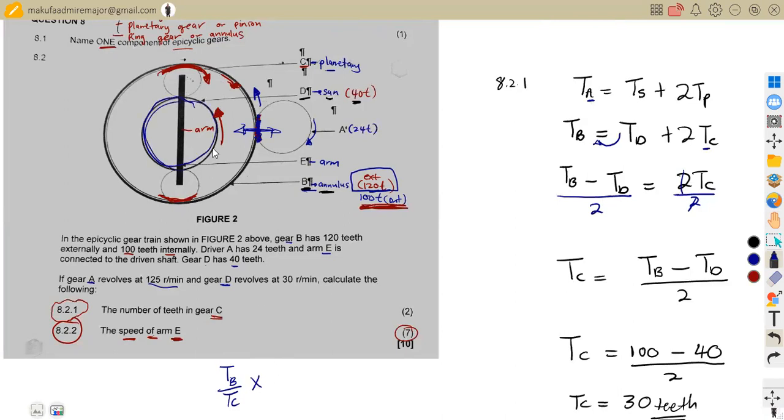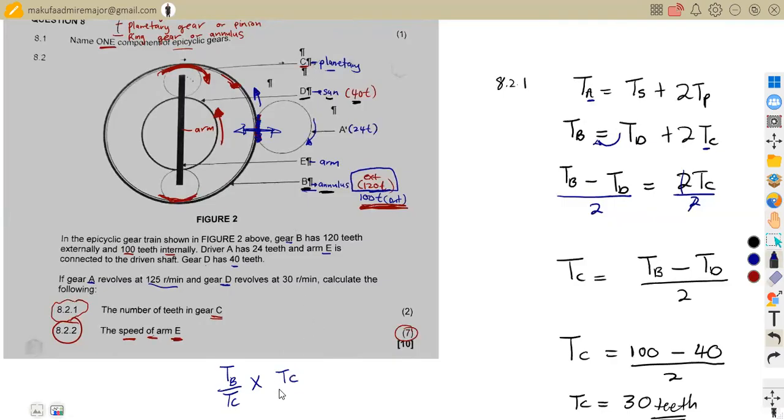Now, how is this affected internally? The way it is inside, it's affected by the planetary, which is going clockwise, and this sun gear is going anti-clockwise. So it's going to be TP, which is the driven. So it's going to be T planetary, which is TC.